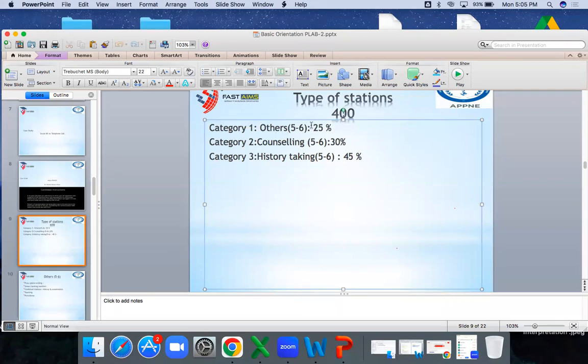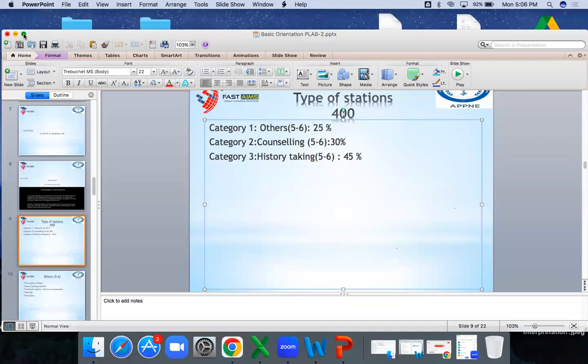Category one will be covered in the first week. The second category is counseling, and 5 to 6 scenarios are coming from this category. And this makes almost 30% of the course. However, history taking is the largest category. This is almost 45% of the course, and 5 to 6 scenarios also come from here. So we have to give equal importance to the three categories so as to maximize our chances to pass this exam.